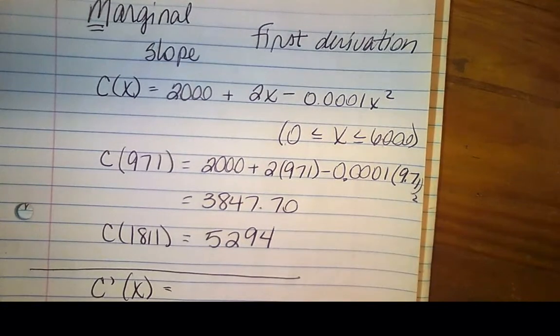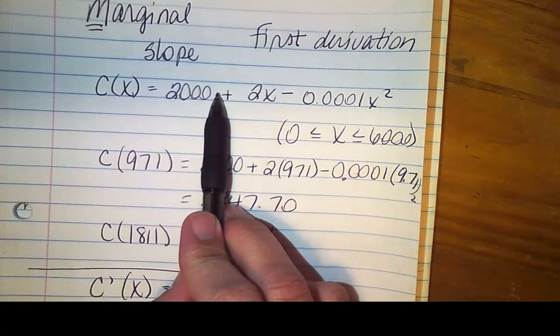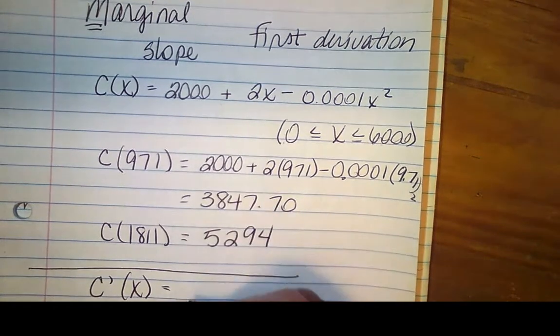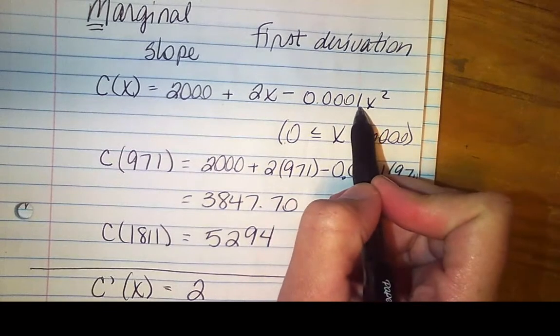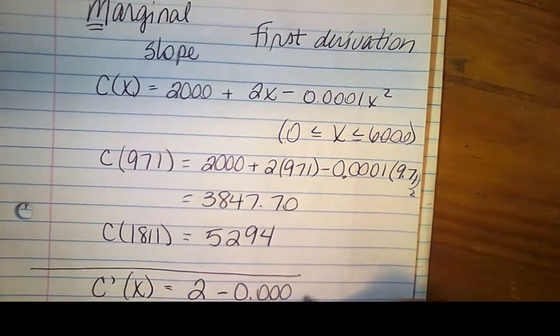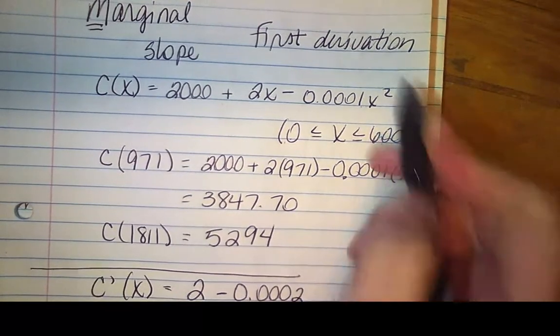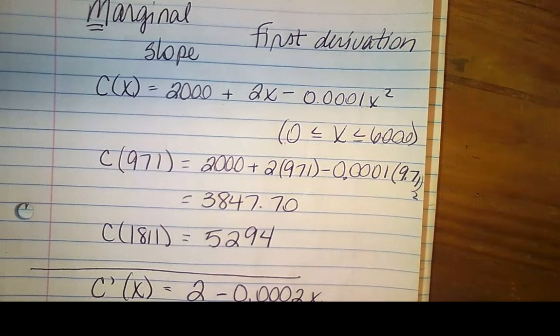Goodness, I'm so sorry, y'all. All right, so the derivative of 2,000 is 0. The derivative of 2x is 2. And the derivative of 1/10,000th x squared is going to be negative, and then 2, because you drop the 2 and multiply, and then x to the first. So that's your formula for marginal cost.